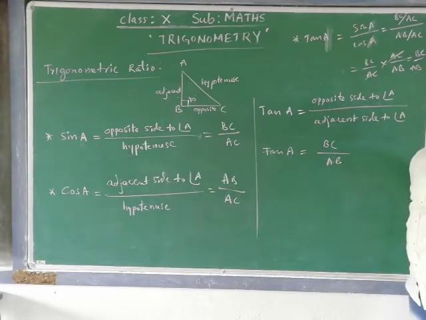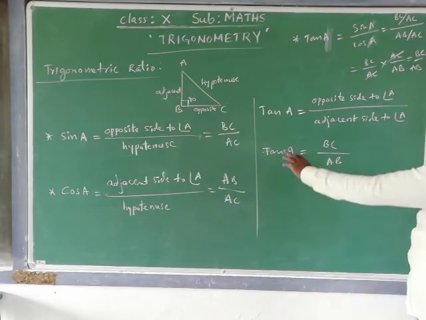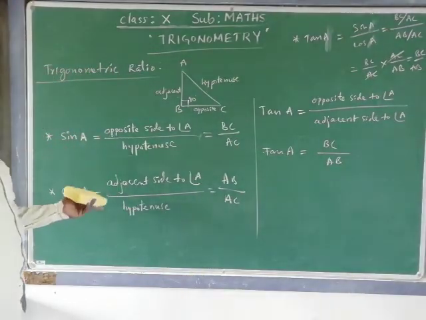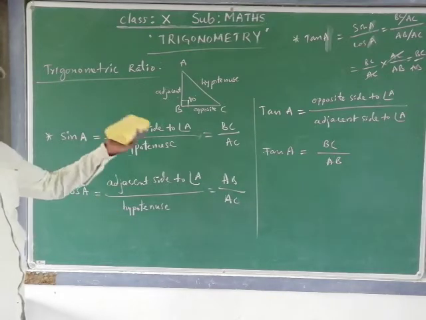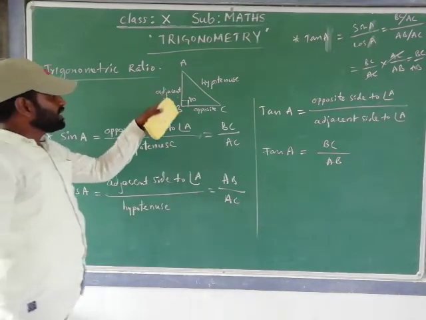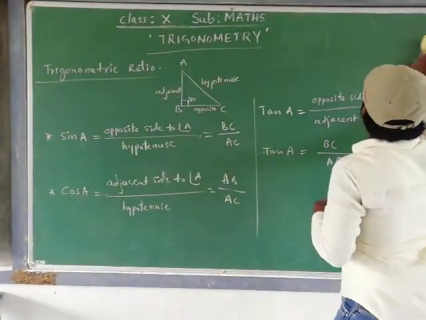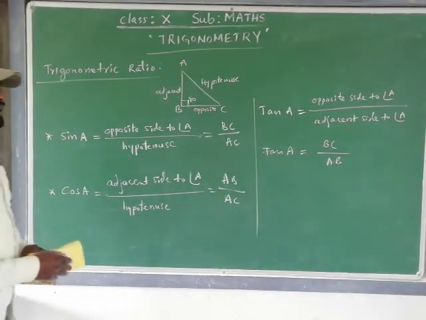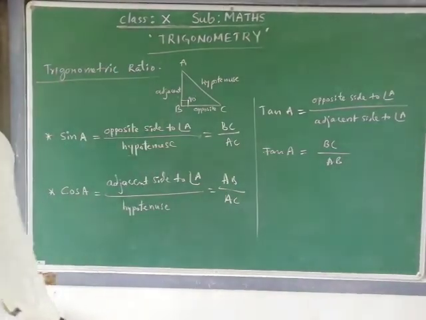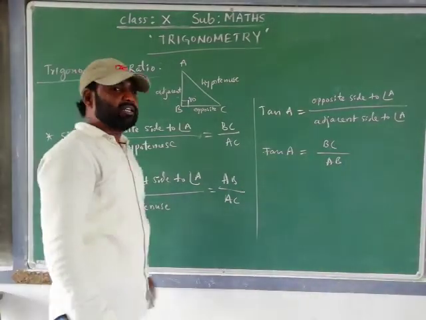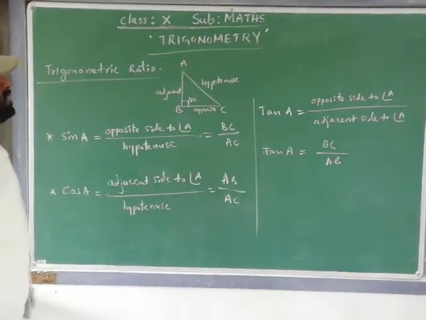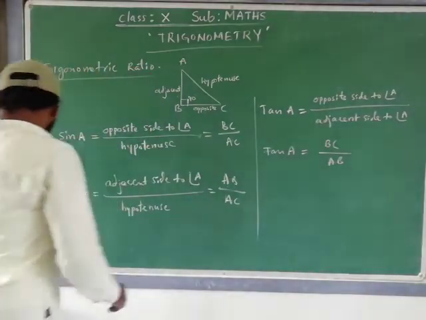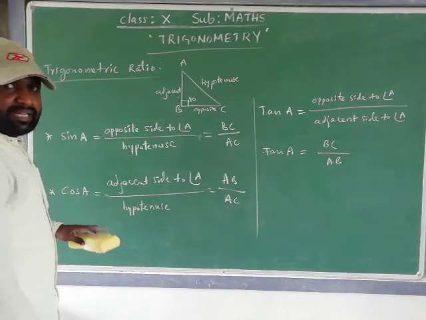We should remember that tan is the ratio of sine by cos. Now these are the main basic trigonometric ratios: sin theta, cos theta, tan theta. Theta may be A, B, C or measures like 30 degrees, 40 degrees. For this triangle, we wrote our trigonometric ratios. Now the relation between the trigonometric ratios.